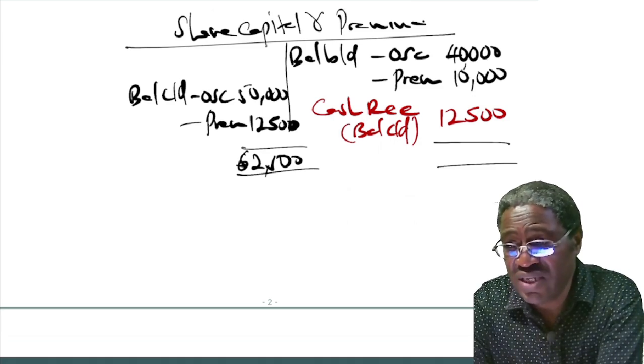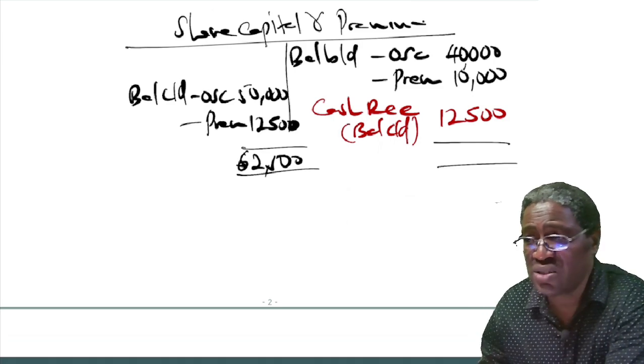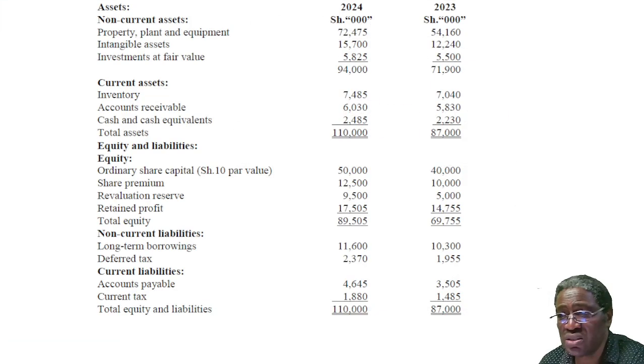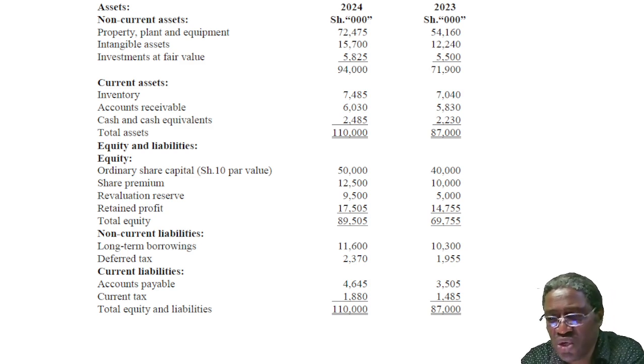So let's go to the next item. We want to analyze the balance sheet. After that, I can see the next item is revaluation reserve. Let's see what the change is.